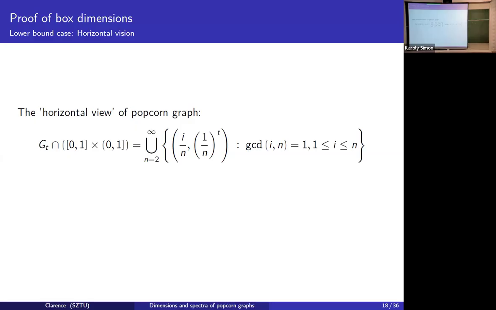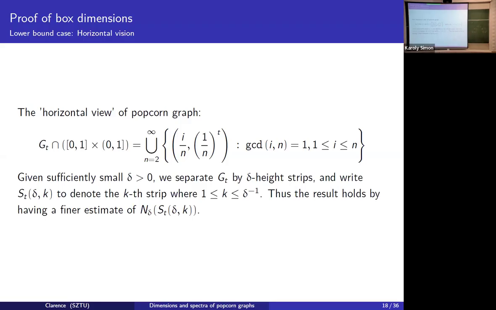For the popcorn graph, here is one half and one half. Here is a third and a third, and a third, two thirds, and a third. Also, if we consider a quarter, you can say a quarter and a quarter, three quarters, a quarter, etc. I should say what horizontal means. If we consider the popcorn graph at the horizontal length like this, we choose some denominator n, and the levels can be treated like this.